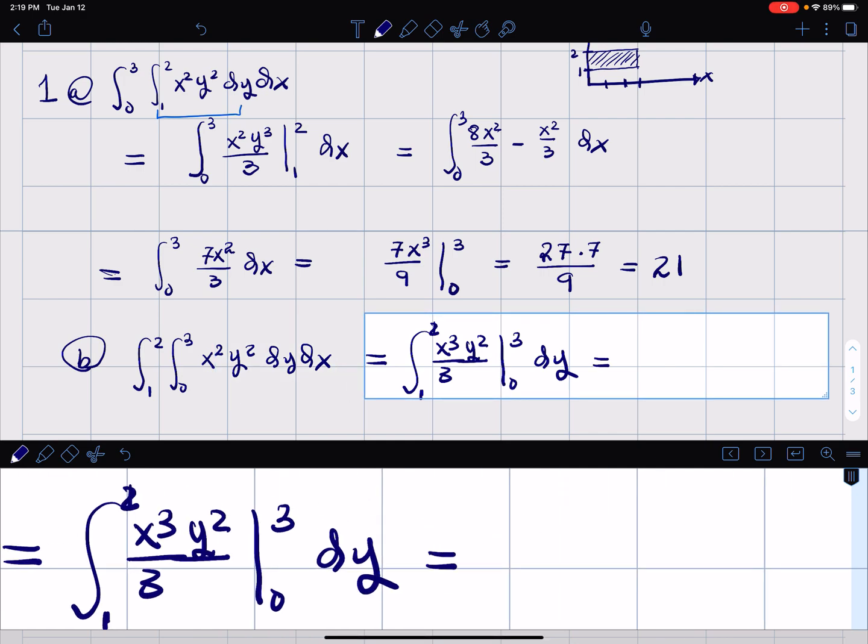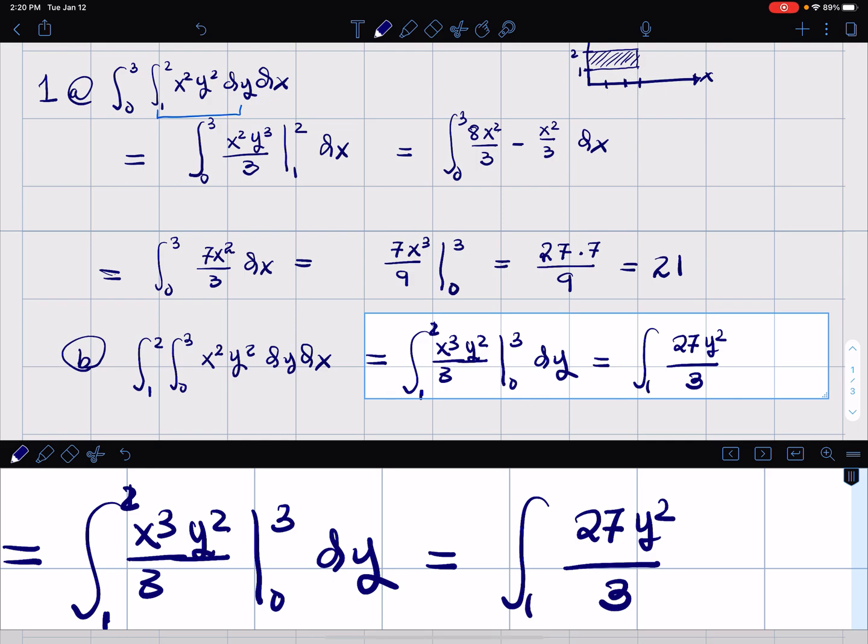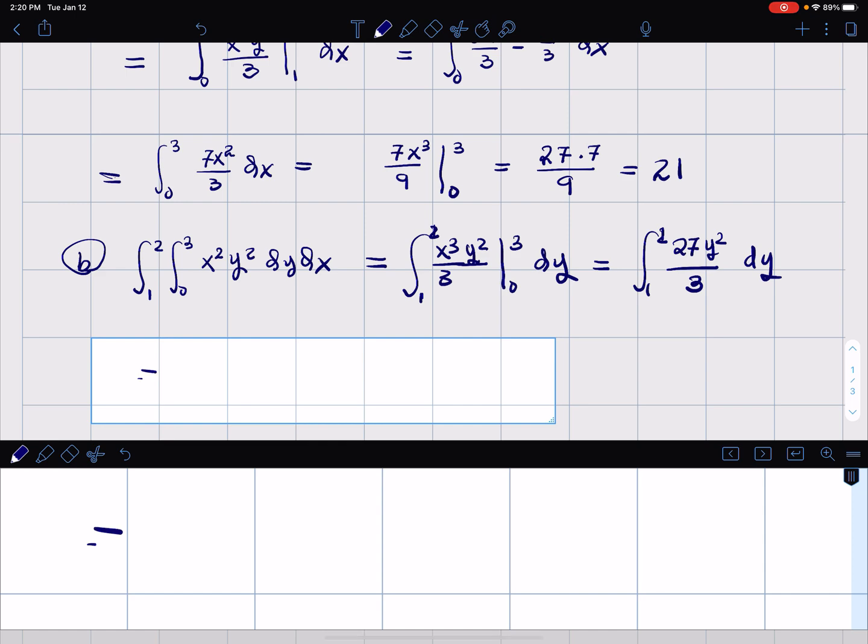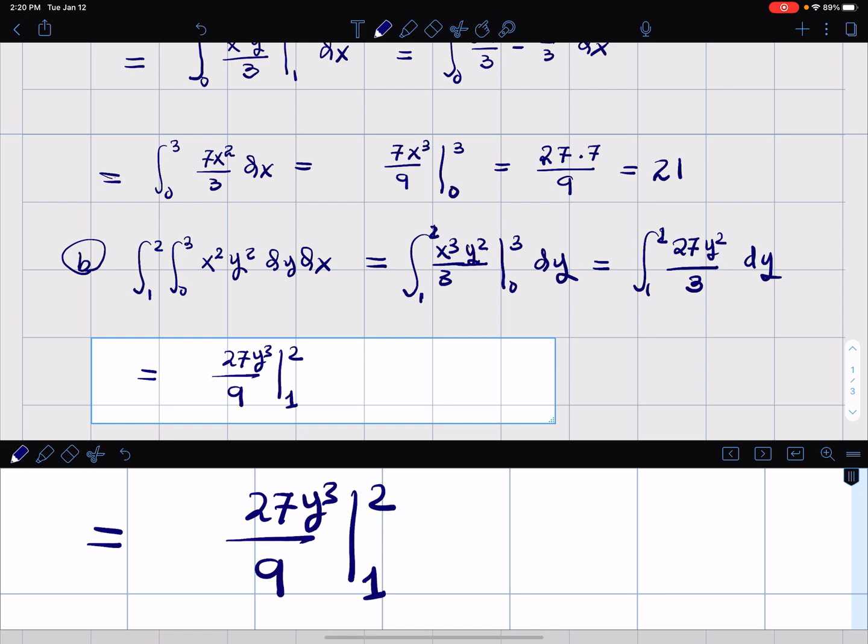You plug in 3, you get 27 y squared over 3. You plug in 0, you get 0. So you now find the integral 1 to 2 dy of this same thing. So this is going to give you 27y cubed over 9. Plug in 1, plug in 2.